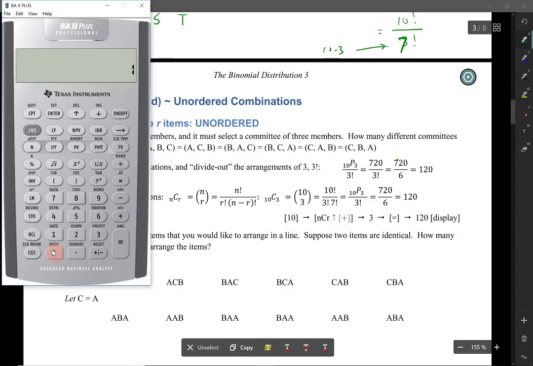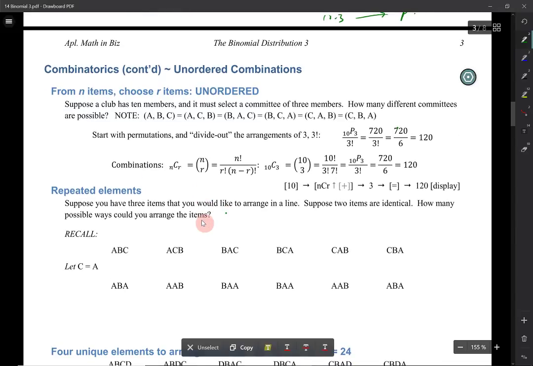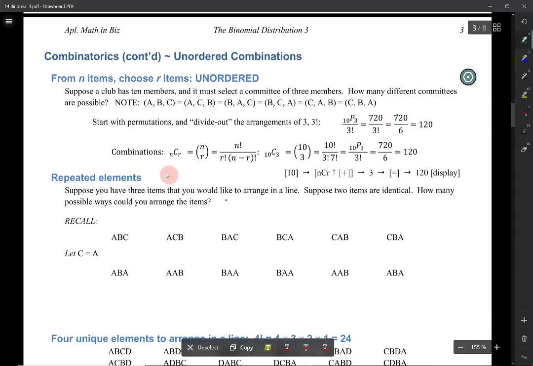If you do the 10, and then now combination or choose, sometimes people call it choose or combination, 3, this actually gives us the 120. Okay, and now I want to see if we can spend a little bit of time to try to figure out why it makes sense to divide out by these.